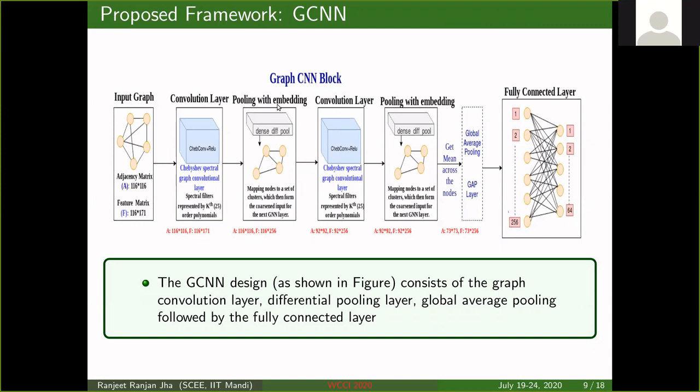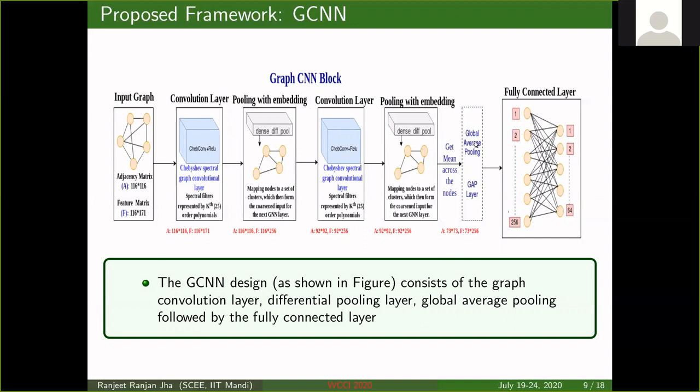Now this is the pooling with embedding layer. What it does is map the nodes to a set of clusters, which then form the quotient input for the next GNN layer. So if you see here, we are going from 116 nodes to 92 nodes. After that, we apply one more convolution, that is the Chebyshev layer, then the pooling with embedding layer. Finally, we get a matrix of size 73 by 73, and a feature matrix of size 73 by 256.